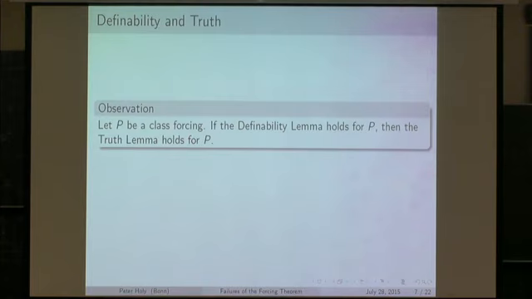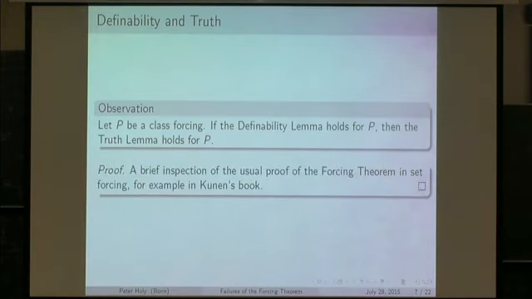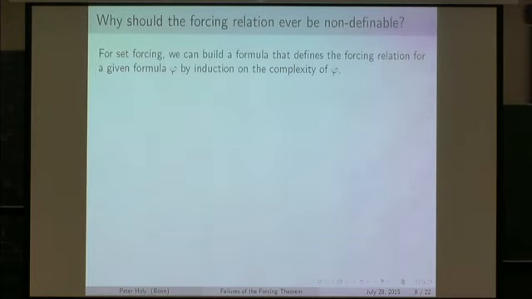One easy observation that I want to put at the start is that if you have a class forcing for which the definability lemma holds, then the truth lemma holds for this forcing. That's basically just looking at any standard textbook proof. It will show you that this also works for class forcing. And so why should the forcing relation of a forcing ever not be definable?